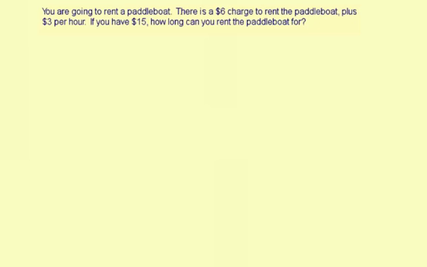You are going to rent a paddle boat. There is a $6 charge to rent the paddle boat, plus $3 per hour. If you have $15, how long can you rent the paddle boat for?